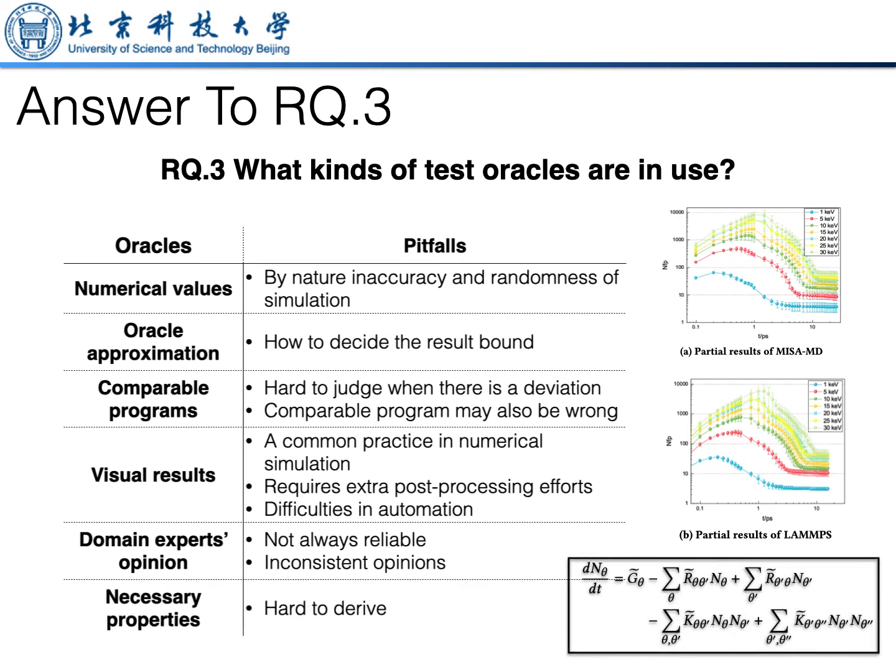Necessary properties are also test oracles. As we have explained, it's very hard to derive necessary properties. Please look at this math model of MISA-SCD. It is completely out of our ability to interpret, analyze, and derive any property or metamorphic relation.